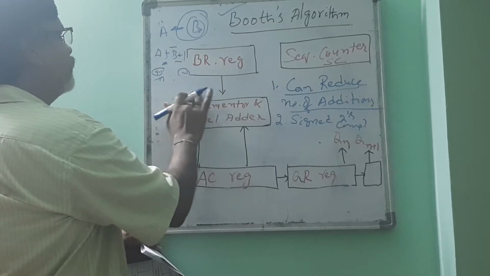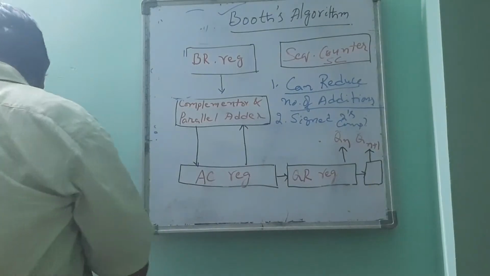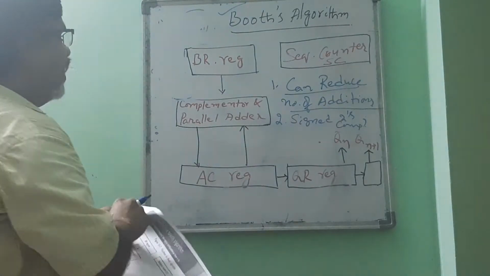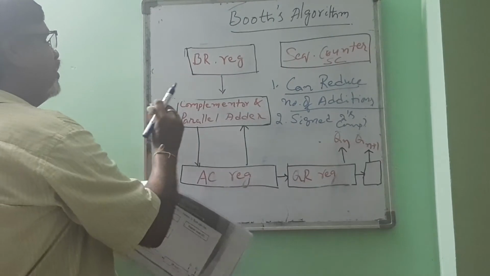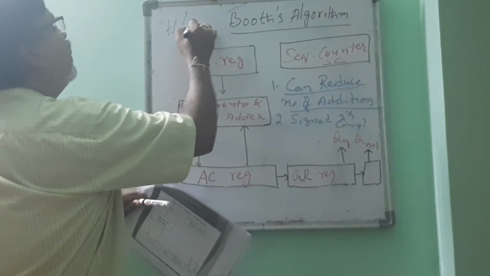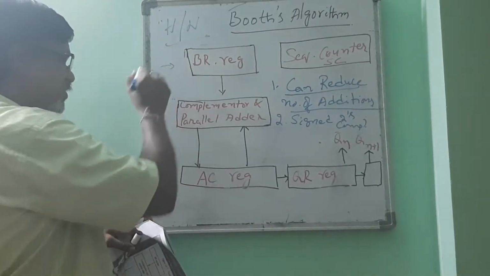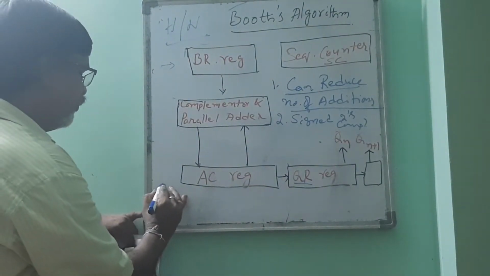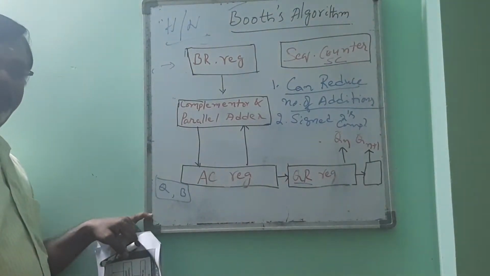Like the previous algorithm, the hardware implementation of Booth's multiplication algorithm is given here. Just check out the number of registers we are using in this Booth's multiplication algorithm. This is the hardware implementation of Booth's algorithm: BR is register B, and QR is another register. So Q and B are two registers that store the multiplier and multiplicand.